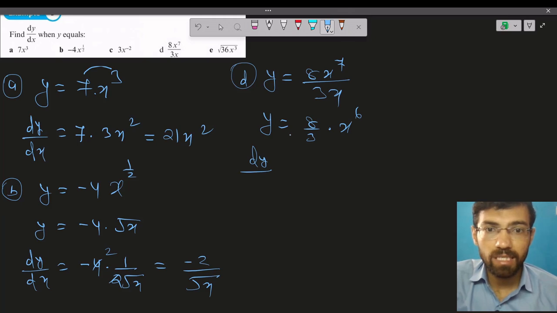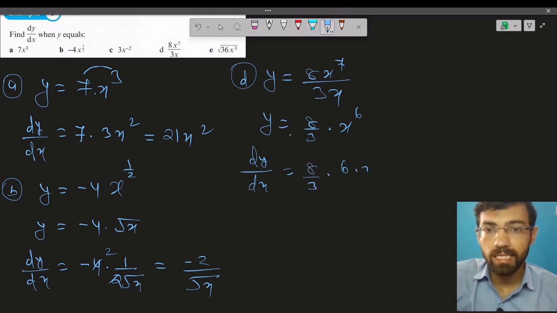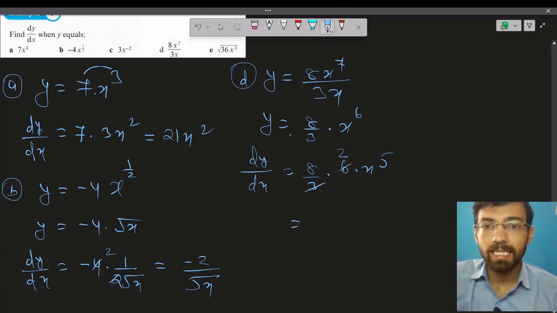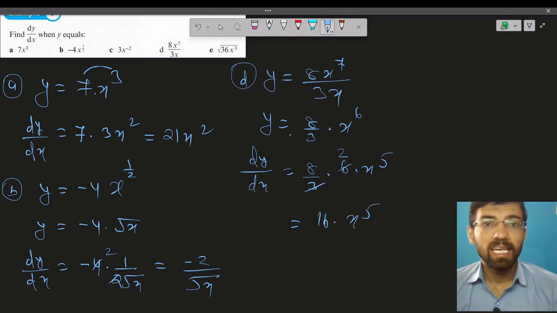So my differentiation is dy by dx. Differentiation of y is dy by dx. I will keep my constant as it is, and x raised to 6 is 6 into x raised to 5. And now if you simplify it, 3 2 just 6, so what we got, our dy by dx is 8 2 just 16 into x raised to 5. Okay, let us do the last part also, that is e.